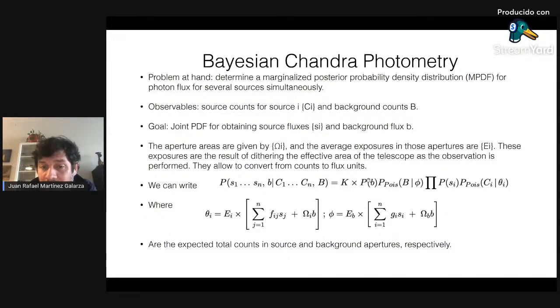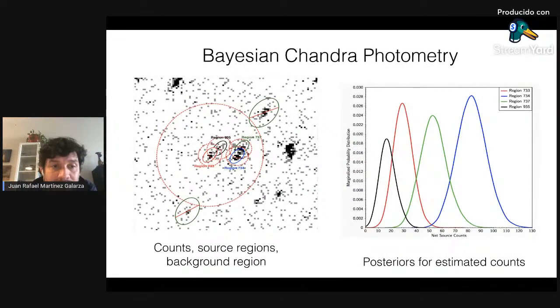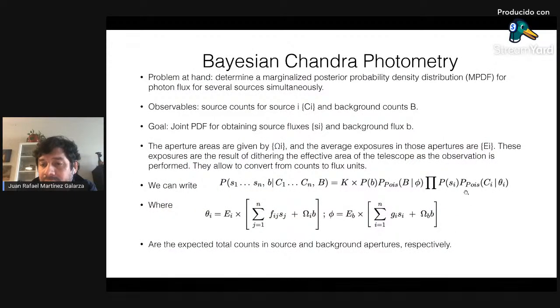And this is basically a product of a posterior for the background. This is given by the prior of the background: what is my prior belief on what the flux should be for the background, times a Poisson distribution. And what is the Poisson distribution? The Poisson distribution is basically how I expect the counts to be distributed for a given expected number of counts, given the number of counts that I observe in my background, times the independent measurement for each of the apertures. So for each of these circles here, for each of these ellipses that are my aperture areas, I am going to describe this as a Poisson distribution, and the parameter of the Poisson distribution will be the expected number of counts.